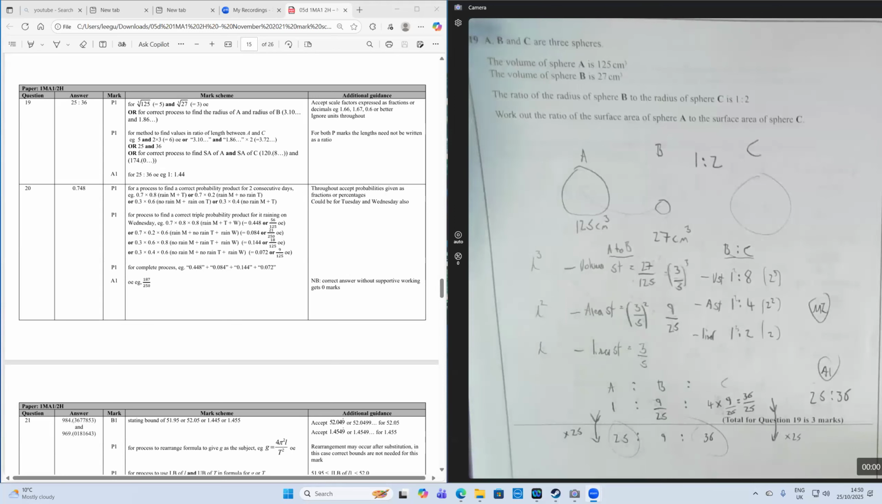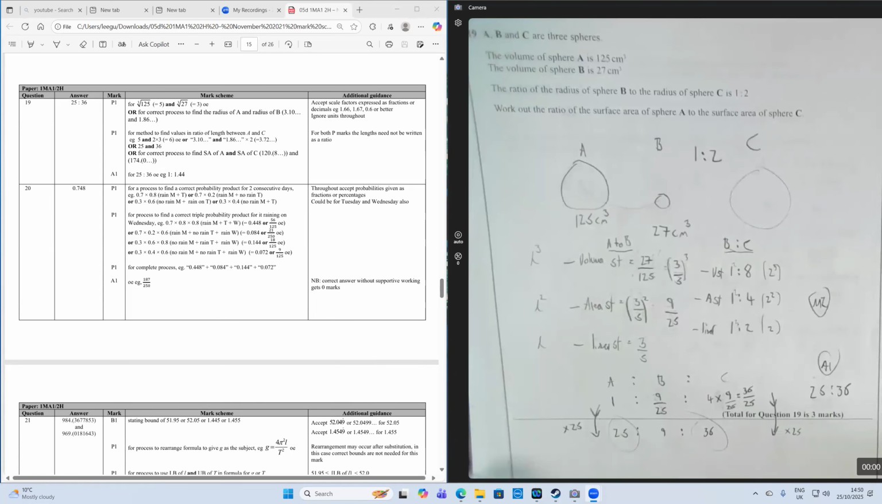So question 19. A, B and C are three spheres. The volume of sphere A is 125 centimeters cubed. The volume of sphere B is 27 centimeters cubed. The ratio of the radius of spheres B to C is 1 to 2. Work out the ratio of the surface areas of sphere A to sphere C.